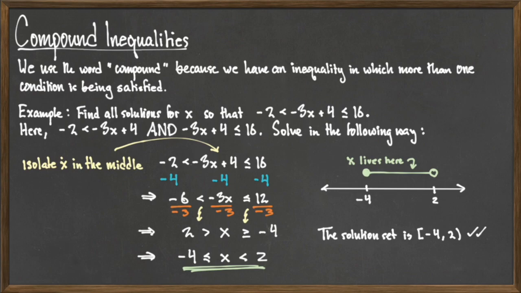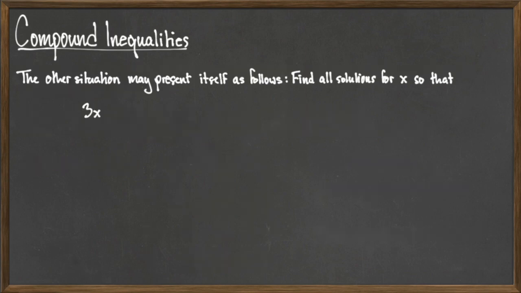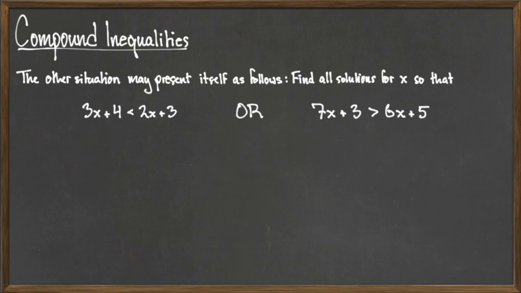Another style of a compound inequality might look like this. I'm going to solve 3x plus 4 less than 2x plus 3, or 7x plus 3 is greater than 6x plus 5. Now, this "or" doesn't mean solve one or the other. We still have to solve both. It just means that the final answer will be the union of the first inequality solution and the second inequality solution. So let's solve that first one.